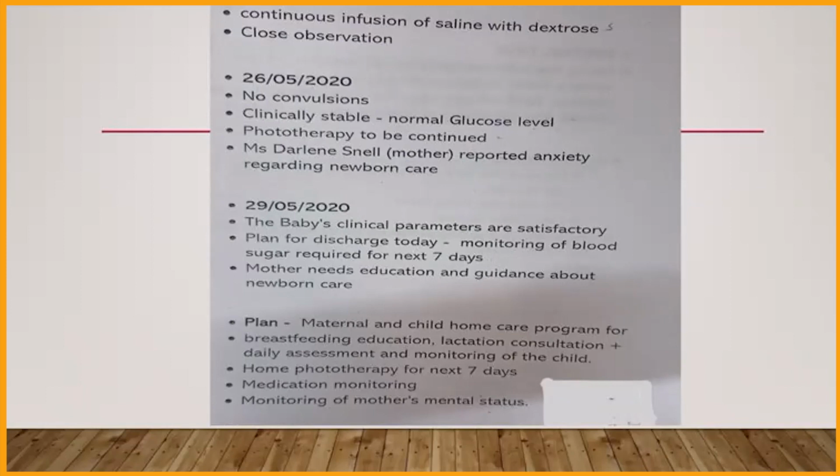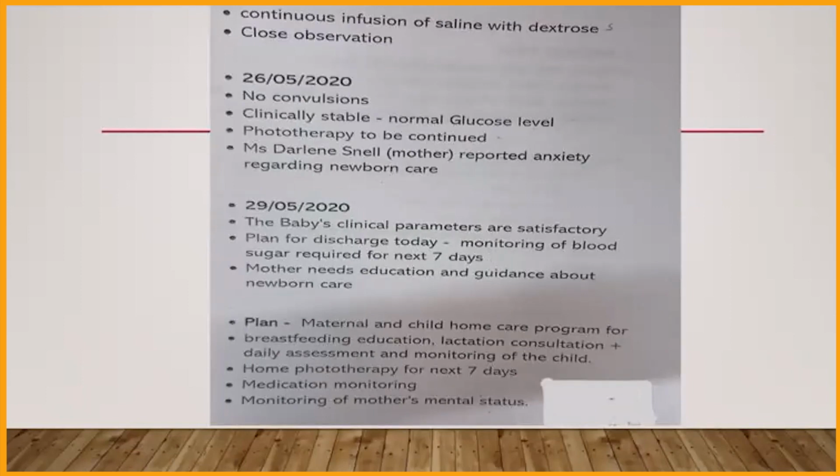Continuous infusion of saline with dextrose. Close observation. Along with that, she was also given continuous infusion of saline with dextrose. Why? Because she's not been breastfed, and also the sugar level has dropped. And she was also closely observed and monitored.